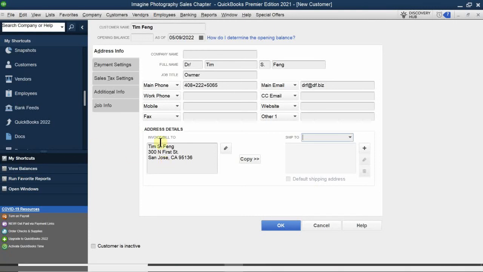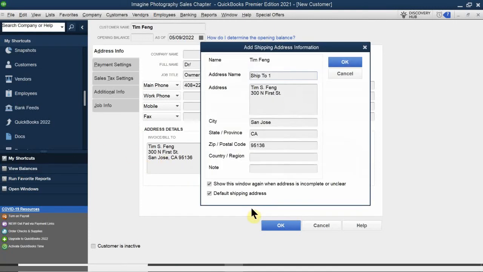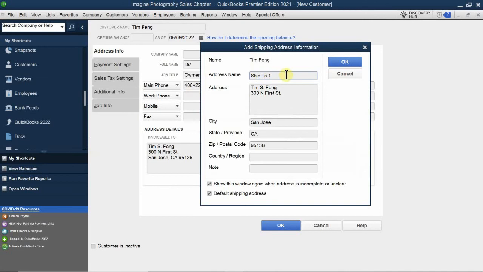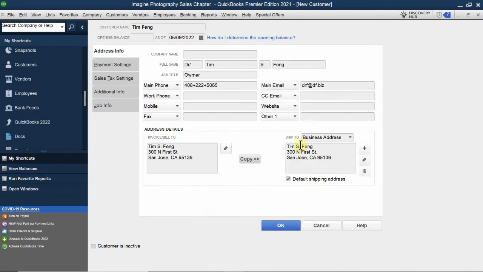Now in this case, Tim S. Fang, his address is going to be the same, and instead of ship to one, we can call this business address, or this could be his home address, right? Business address. Okay, and everything looks good, right? It's going to be 300 North 1st Street, San Jose, California, right? And when I copy that over, it's going to copy everything else over, including what I titled this address.